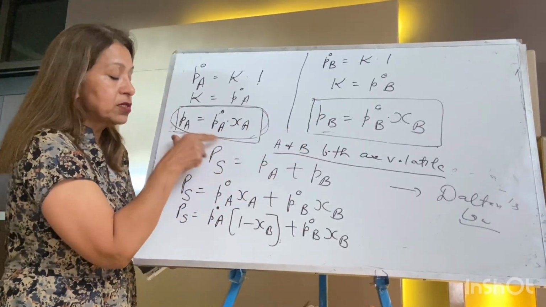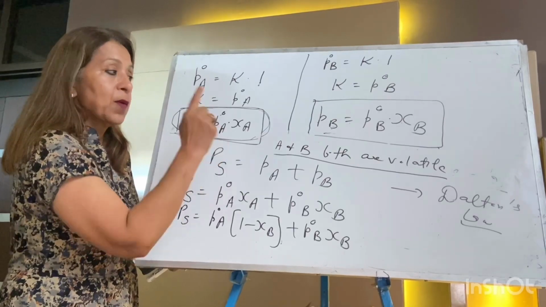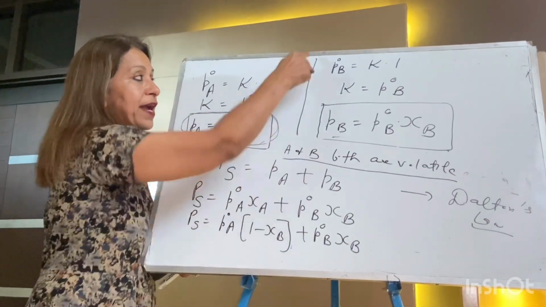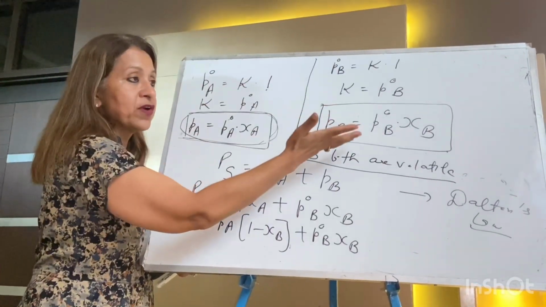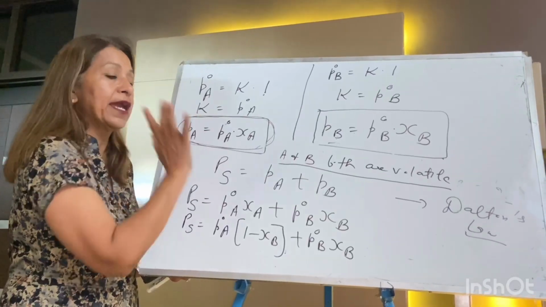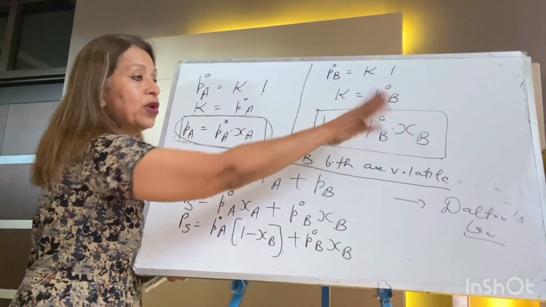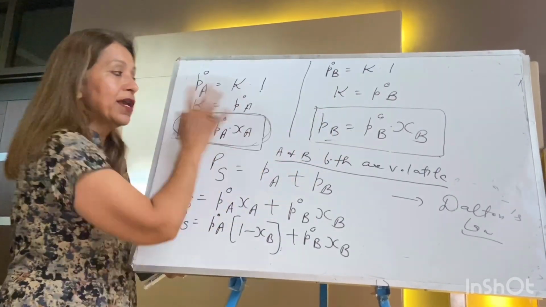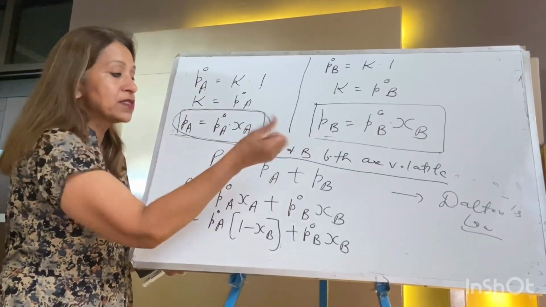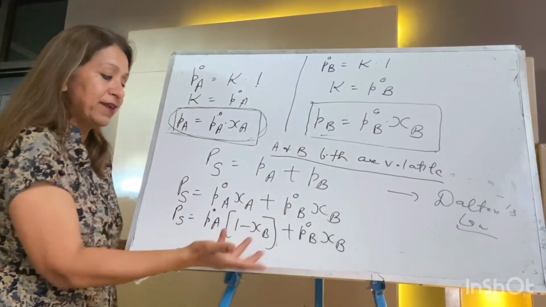Now we have started the derivation of Raoult's law when both components are volatile. Now we have mixed them and removed this line. A and B were separate first, so that's the reason I wrote pure liquid. Pure liquid means you have only A, and on this side pure liquid means you have only B. You have not mixed A and B. But now there is no line. Now we are going to mix A and B. Both are volatile. Let us see what will happen.